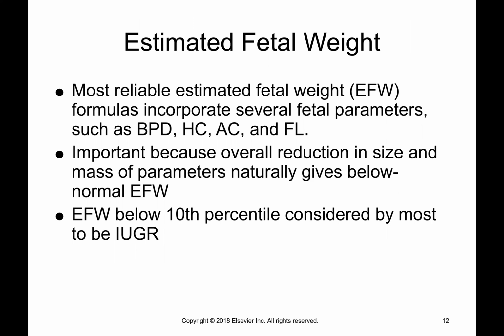The most reliable estimated fetal weight formulas incorporate several fetal parameters such as the biparietal diameter, head circumference, abdominal circumference, and femur length. It's important because overall reduction in size and mass of parameters naturally gives below normal EFW. And an estimated fetal weight below the 10th percentile is considered by most to be IUGR.